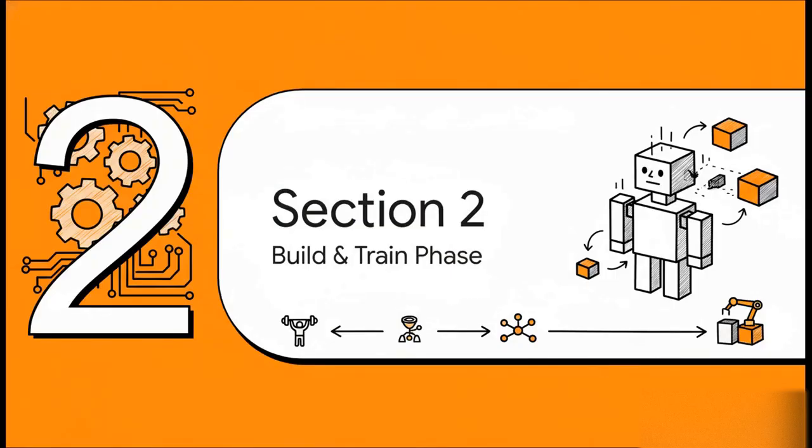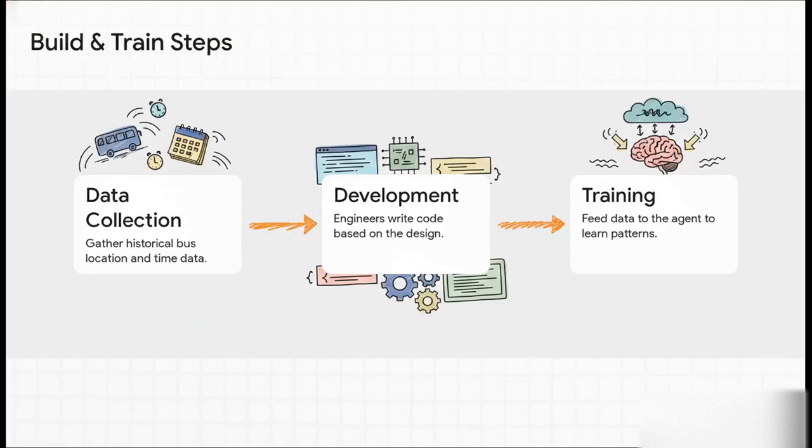So with our blueprint finalized, we can roll up our sleeves and get to section 2, the build and train phase. This is where all that theory becomes reality, and we actually start to bring our AI agent to life. This phase really has 3 big parts. First, data collection. And I mean, we need a ton of data. Months, maybe even years of historical bus locations and timestamps. Then comes the development, where the software engineers get to work, using our blueprint to write all the code.